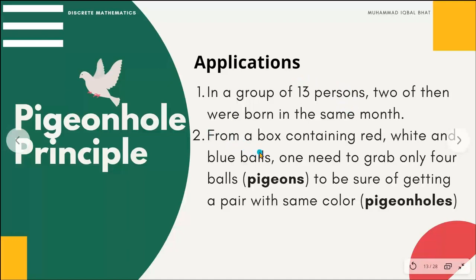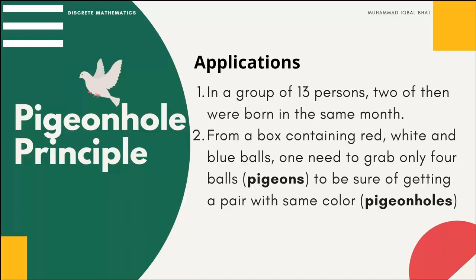Similarly, if we have a box containing red, white, and blue balls, one needs to grab only 4 balls to be sure of getting a pair with the same color. Here the 4 balls are the pigeons, and the colors of these balls are the pigeonholes. Since we only have 3 colors, red, white, and blue, if we pick any 4 balls out of this box, at least 2 balls will have the same color. With the help of the pigeonhole principle, we can say that 2 balls have the same color.